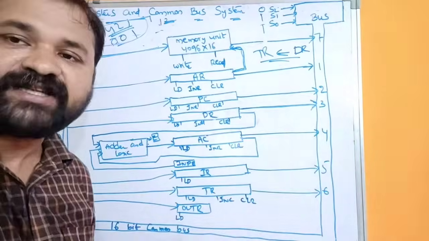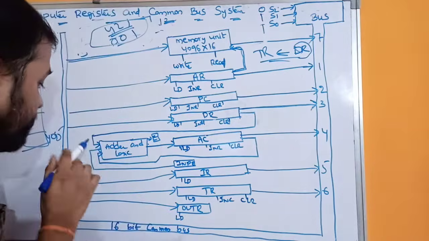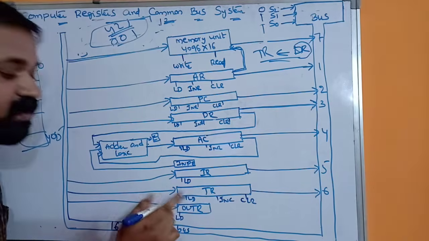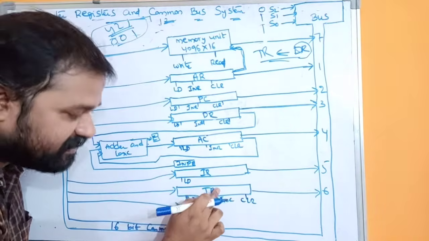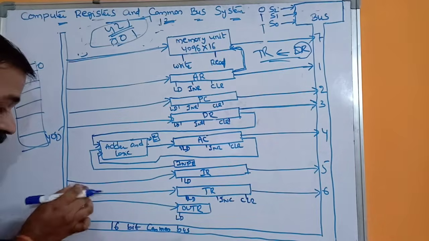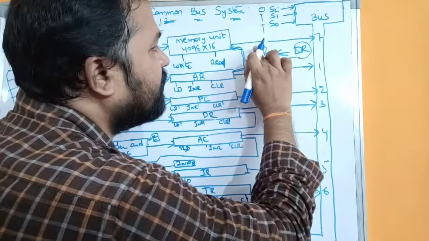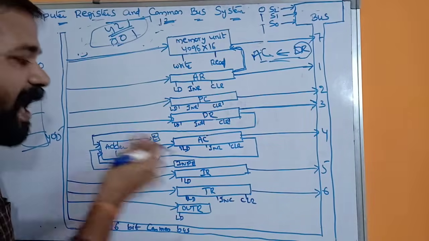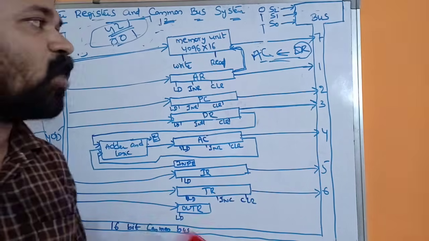Now we need to transfer that content to the temporary register. How can we make that happen? By enabling the load control input of the temporary register. Whenever the load control input is enabled, then the corresponding bus content will be transferred to that register. In place of the temporary register, let us assume that we want to transfer the content to the accumulator. Then what we have to do is enable the load control input of the accumulator. Like that we have to perform the operations.